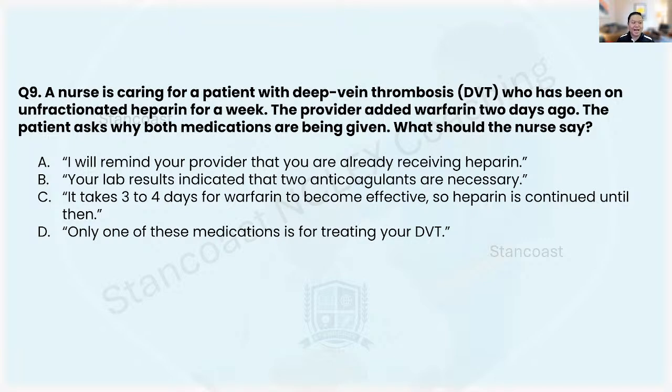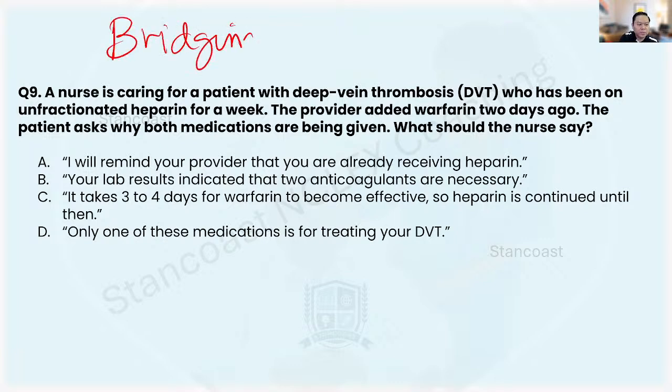Is it A, I will remind your provider that you are already receiving the heparin? B, your lab results indicated that 2 anticoagulants are necessary? C, it takes 3 to 4 days for warfarin to become effective, so heparin is continued until then. Or D, only one of these medications is for treating your DVT. Remember, I mentioned this anticoagulation therapy, the bridging. Do you recall this, guys?